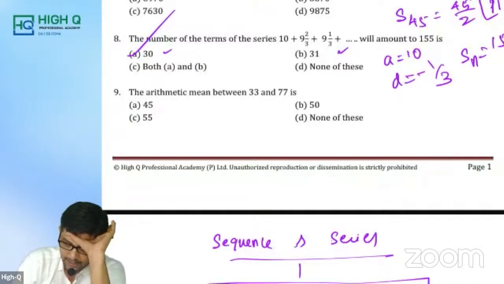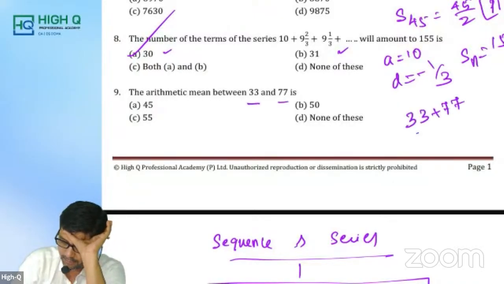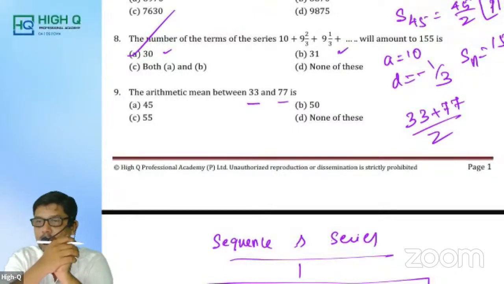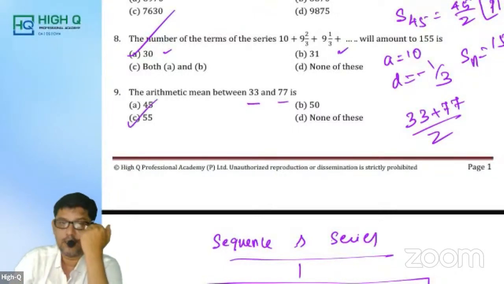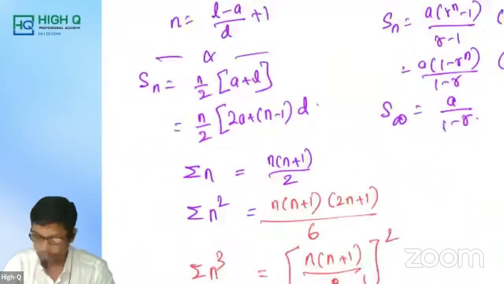Next. The arithmetic mean between 33 and 77. Simply what you'll do? 33 plus 77 divided by 2. What is it? 55. Very good. What is it, my dear? 55. Correct? Yeah.